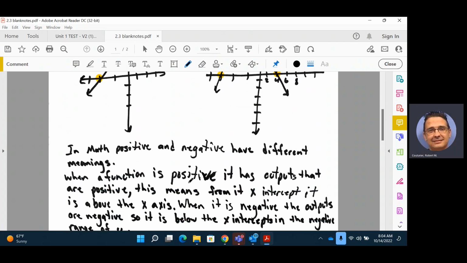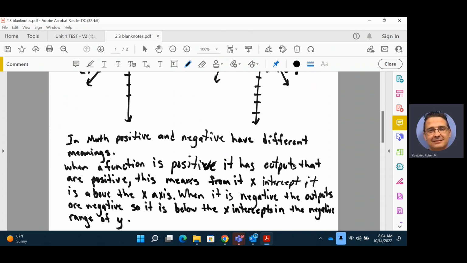Another thing that we have to look at with graphs sometimes is this term where they say the graph is positive or negative. So in math, positive and negative has slightly different meaning than in the real world, okay? It's not just being nice or being mean. Positive means that your solutions to the equation are positive. And when we say negative, it means your solutions to your equation are negative. And when we put them on a graph, it does something special.